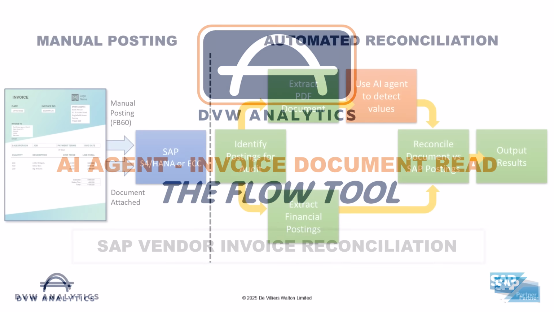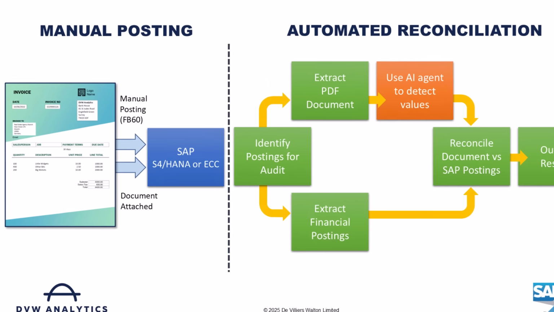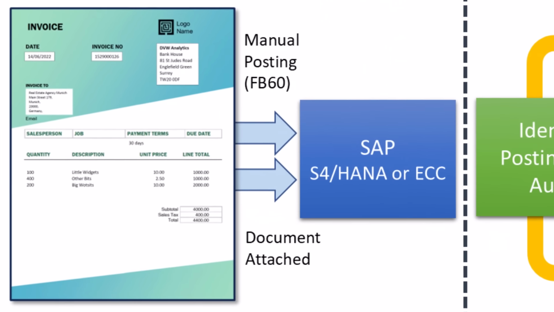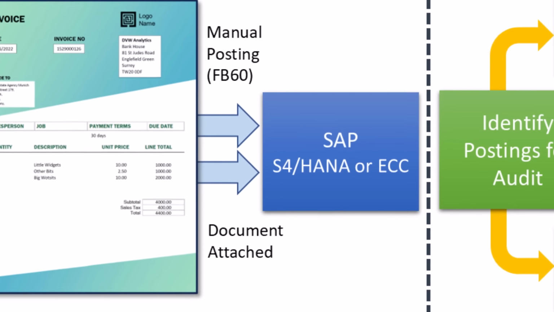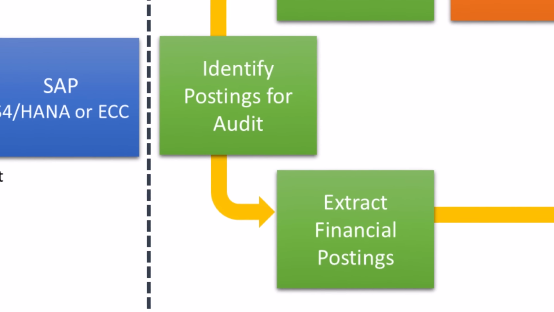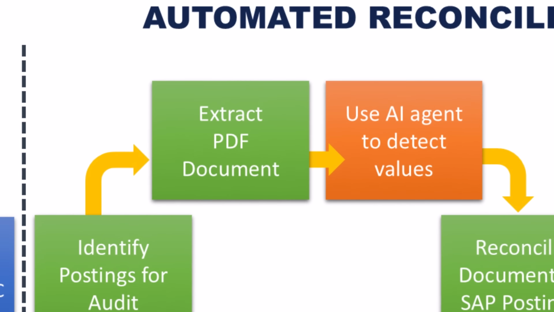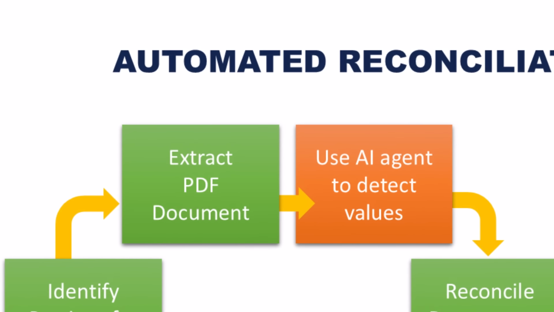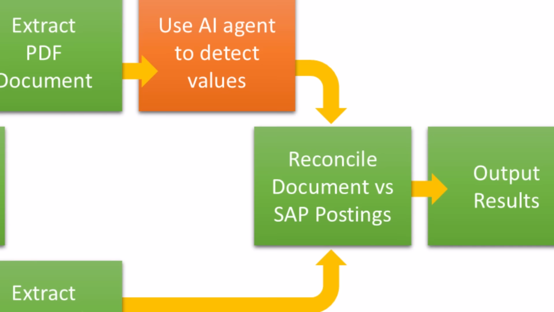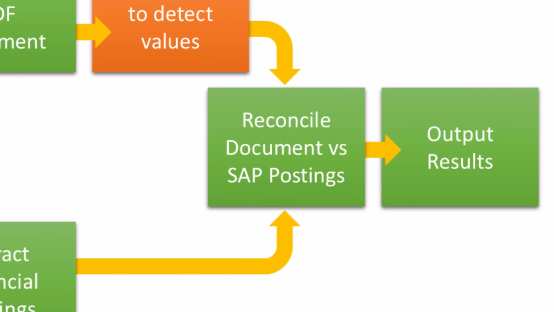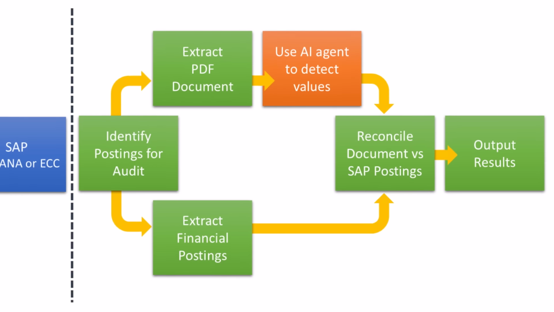Here's the task we want to undertake. With postings that were made manually into SAP some time ago, the DVW tools allow us to extract the details of those postings directly into the Flow Tool platform. The Flow Tool can also then be used to extract physical invoices which have been attached and saved in SAP, and we can then use our AI agent to read the details from these. Finally, we can compare what was posted in SAP to what should have been and report on any issues.